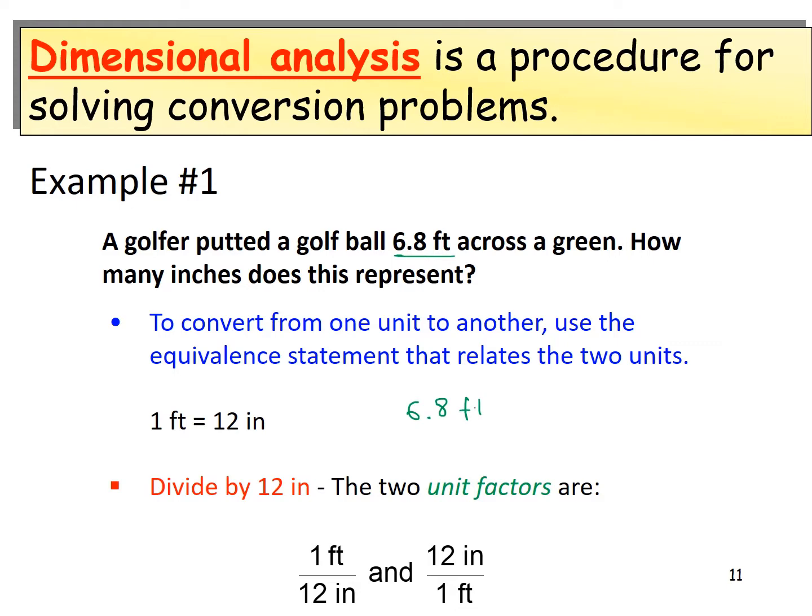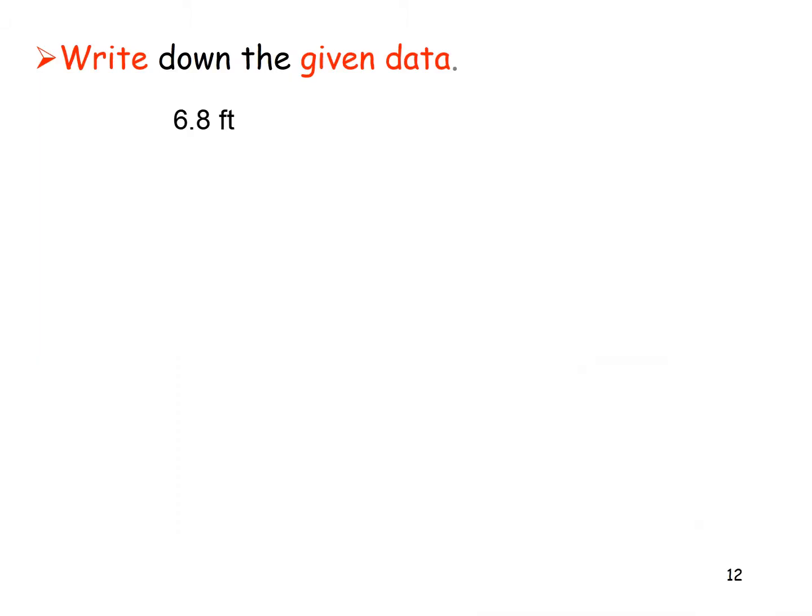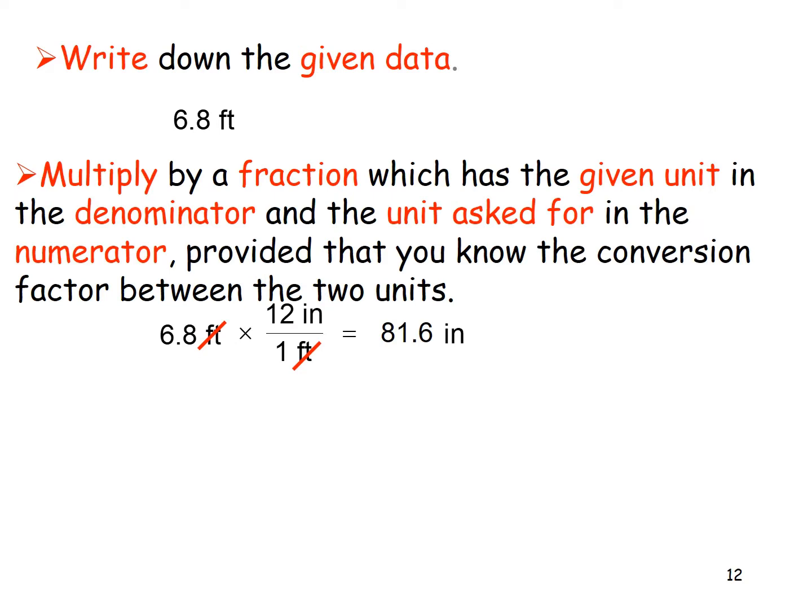6.8 feet times, you can just go ahead and put feet here because you're going to cancel these. So here I have 1, that's 1 foot, and it's going to be the 12 inch. So just multiply these two numbers. Right, so multiply, and that gives us 81.6 inches.